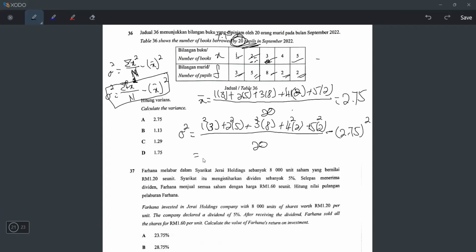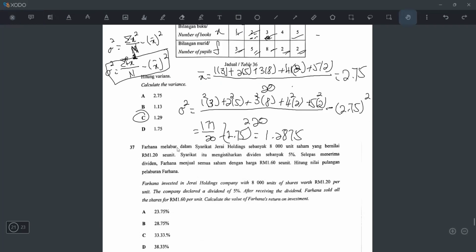1 square is 1 times 3 is 3, plus 4 times 5, 20, plus 9 times 8, plus 16 times 2, plus 25 times 2, equals, divide by 20. I get 177 over 20 minus 2.75 square. Now let's go for the final answer. So minus 2.75 square. Okay, 103 over 80. Let's convert: 1.2875. So which one do you think is the answer? 1.29, right? That's the closest one.